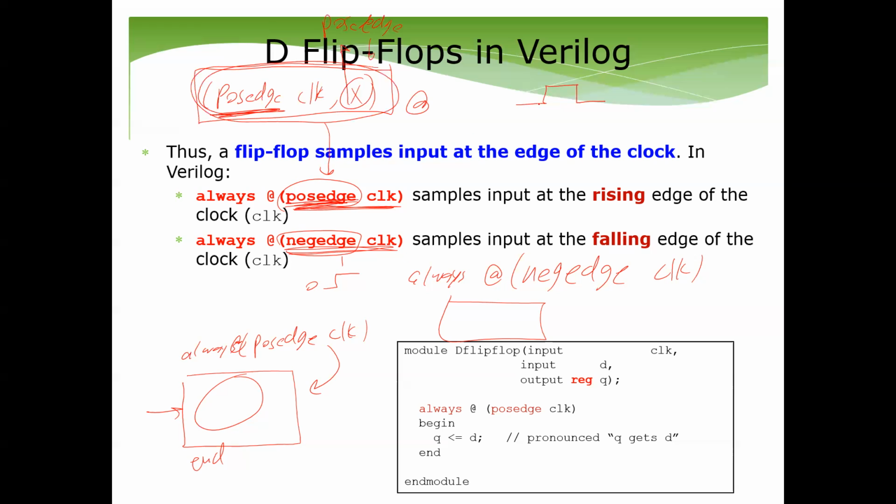Your question before, positive and negative edge of clock, you're talking about a double edge triggered flip-flop. This flip-flop will sample data at the rising and at the falling edge. So in the always statement, if you want a double edge triggered flip-flop, you can write always at positive edge of clock or negative edge of clock.